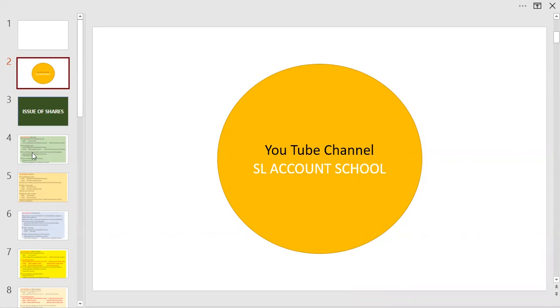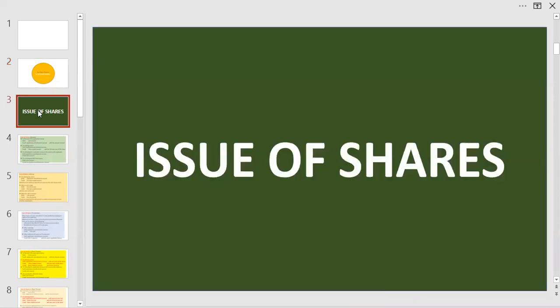Today's topic is issue of shares. In this class, we are hoping to discuss issue of shares under various circumstances, and it is the same method for all different types of shares such as ordinary shares, preference shares, cumulative preference shares, etc. We will not be dealing with them separately.